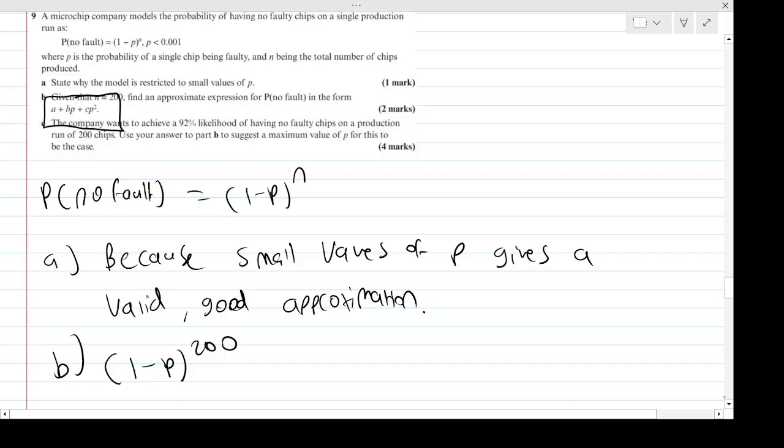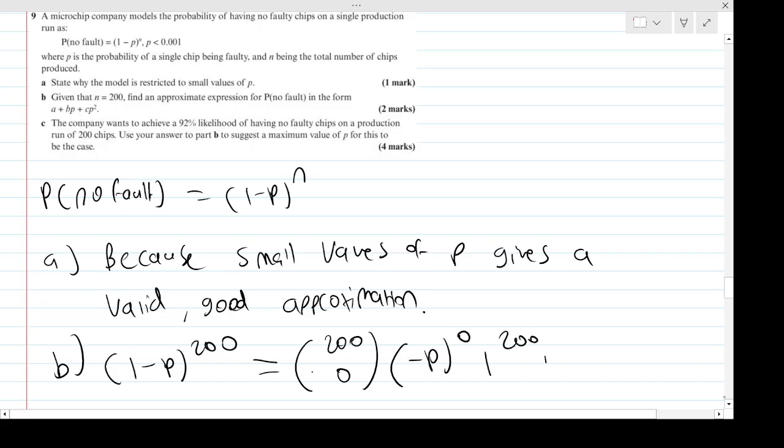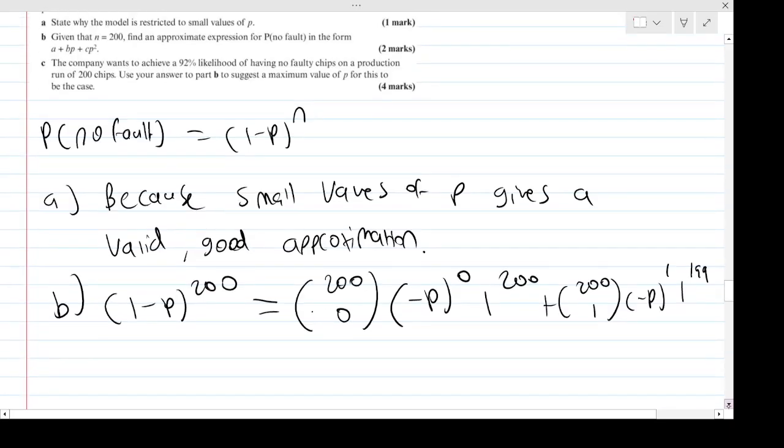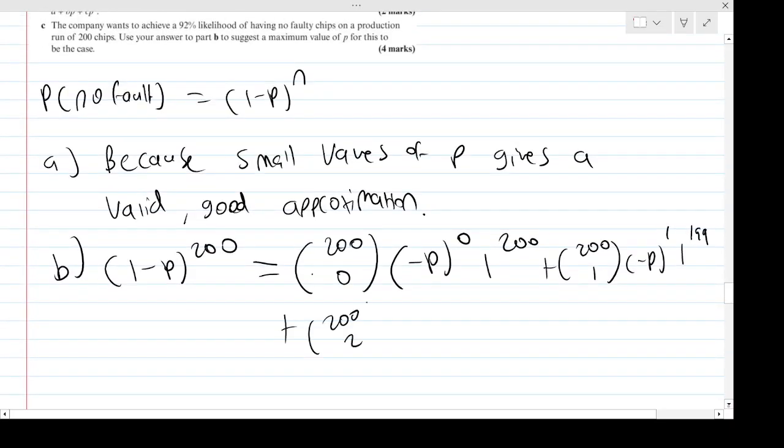The expression needs to look like a quadratic, meaning the highest term has to be a quadratic term. So we only go up to the p squared term, right? So that's going to be 200 choose 0 of minus p to the 0 times 1 to the 200, and 200 choose 1 of minus p to the 1, and then 1 to the 199. Then the next term is 200 choose 2 of minus p squared, and then 1 to the 198.